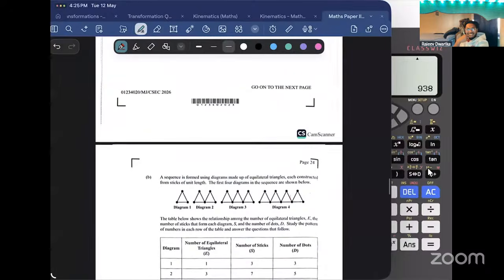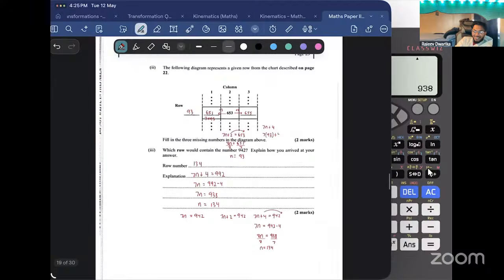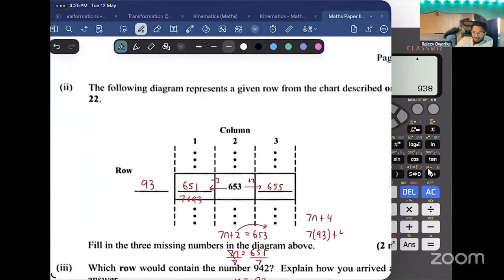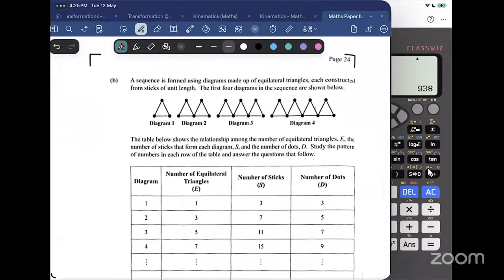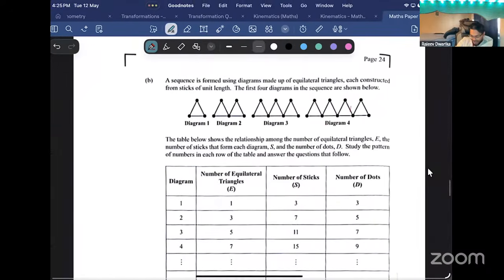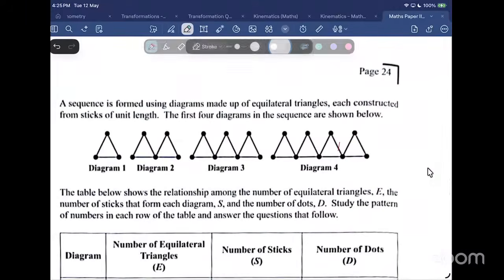This paper is really weird, boy. Because we essentially just did a pattern and sequences question. Yeah, that's true. And then we have another one. Okay, let me do this quickly. We didn't even have to fill out anything? Nah. Real weird, boy.